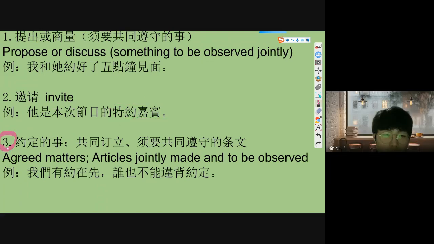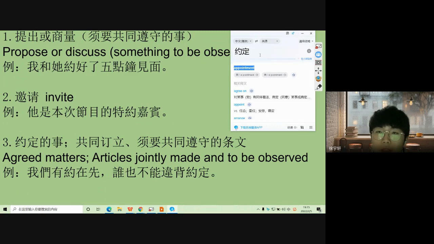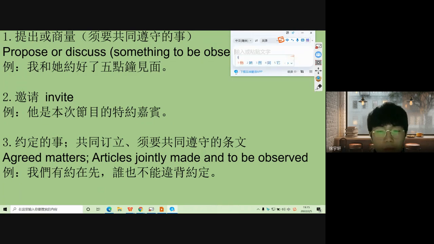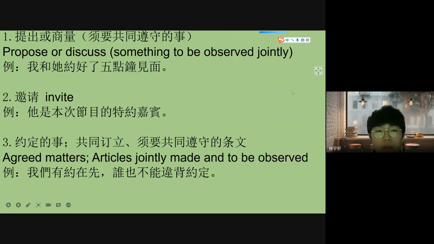Okay. So the third meaning of 约 is 约定的事，共同订立需要共同遵守的条文。The agreed matters, articles jointly made and to be observed. It is a noun. This usage of 约 is a noun. 我们有约在先，谁也不能违背约定。So at this place, 约 means 约定, which is appointment or treaty. It means something we both, the two sides, need to obey.